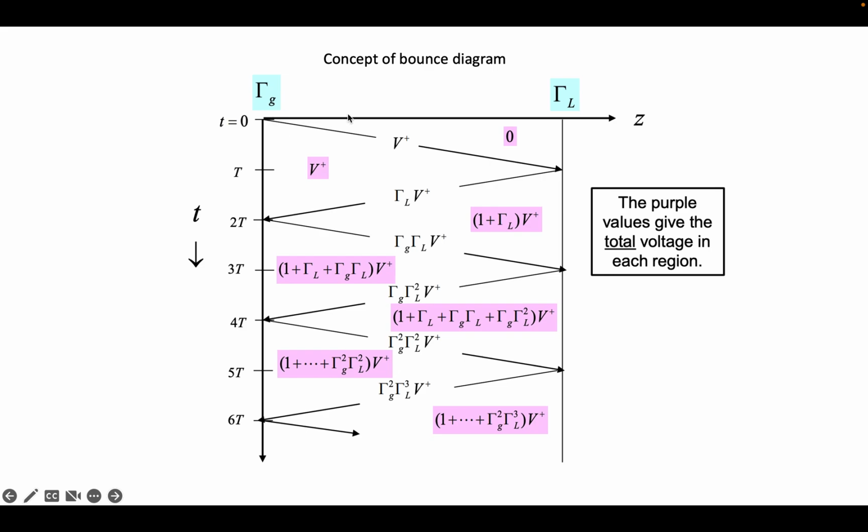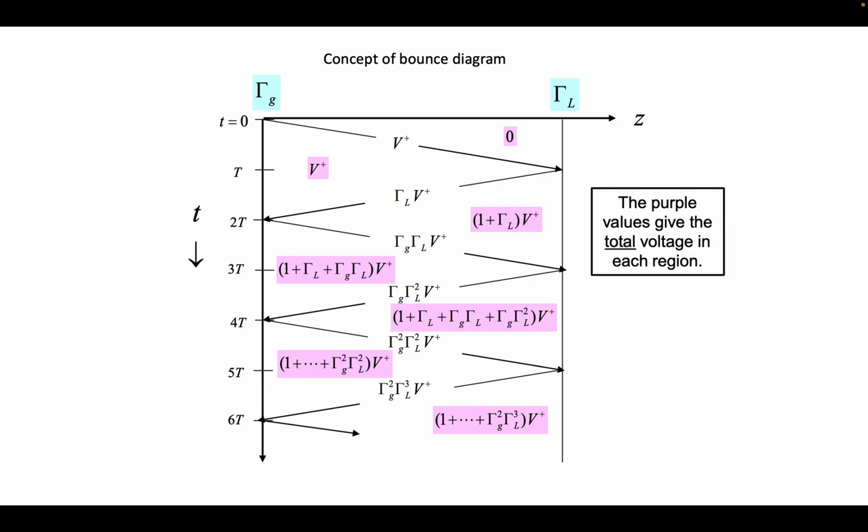And one more thing which sir discussed in the class: you can divide the diagram into zones. If I draw a vertical line here, and someone asks you what the voltage is with respect to time at some particular position z, then as you move down you keep adding the voltage. If I am in this zone, I have zero voltage, but when I am in this zone the voltage will be V plus. Now if I am in the third zone, the voltage will be V plus plus tau L V plus, so it will be (1 plus tau L) V plus. Similarly you can go down, keep adding the voltage, and calculate the voltage at some z with respect to time. So this is the basic concept of the bounce diagram.